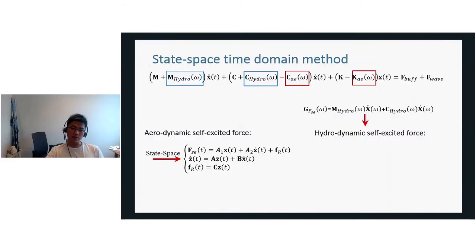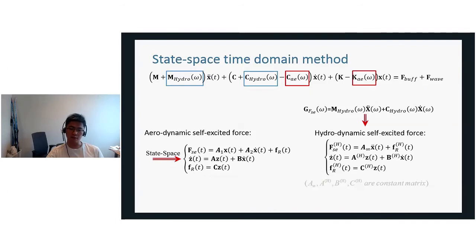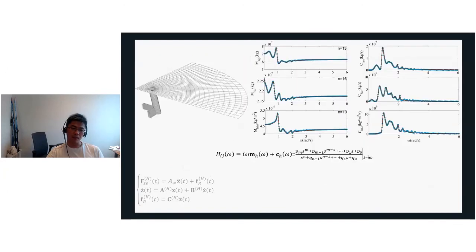So now is the transformation of the hydrodynamic self-excited forces. It's very similar, and it can also be expressed by the state space model. And here the A infinity is the added mass at infinite oscillation frequency. And F_R is expressed by this state space model. And the matrices A_H, B_H, C_H are also constant matrices, and they can be obtained by curve fitting the added mass and added damping.